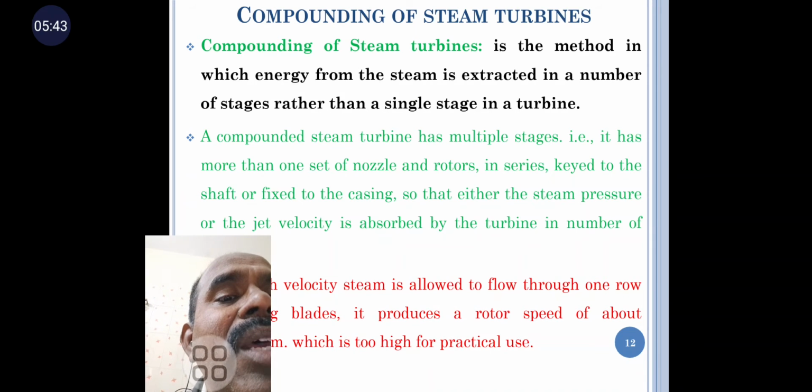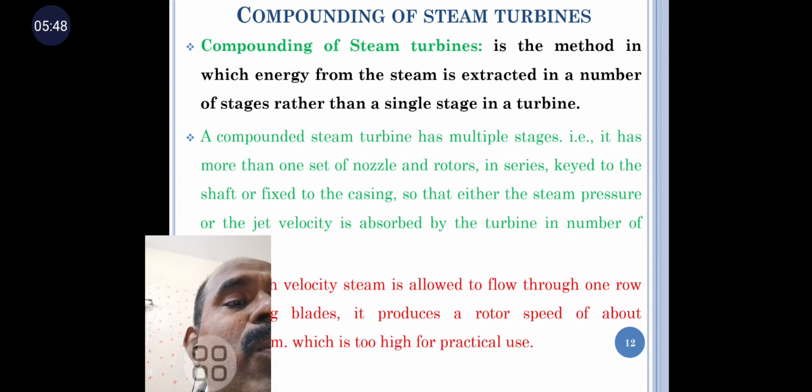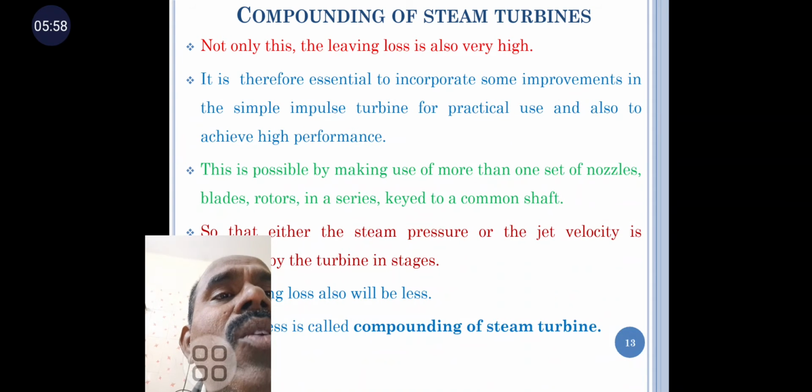The high velocity steam is allowed to flow through one row of blades. It produces a rotor speed of about 30,000 rpm, which is too high for practical use. Not only this, the leaving loss is also very high. So the first problem with a single stage is that the rotor velocity is very high, that is 30,000 rpm. It is practically impossible, it is not safe, and the leaving loss is also very high.